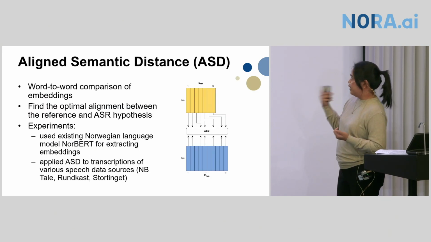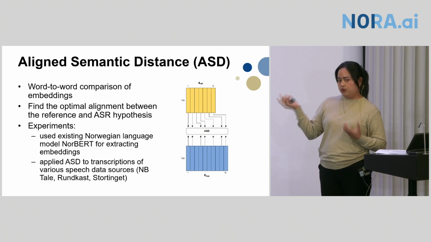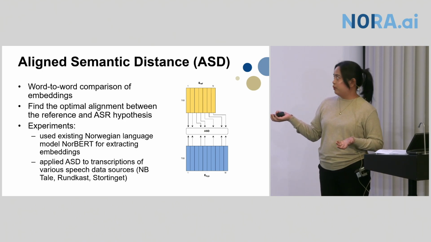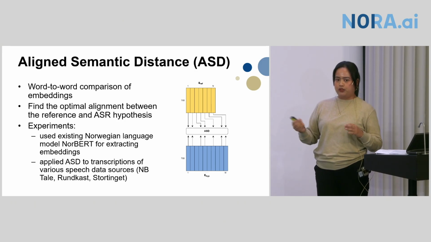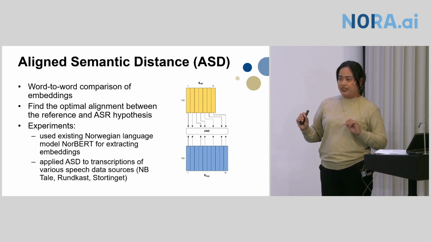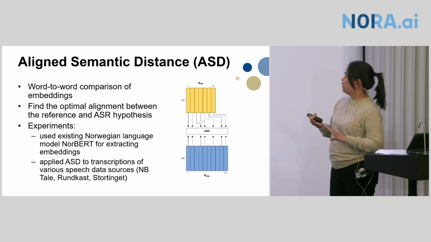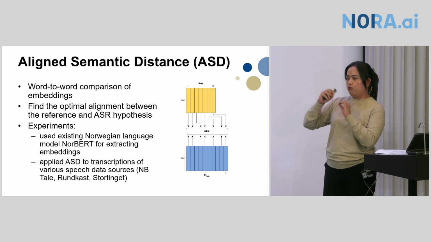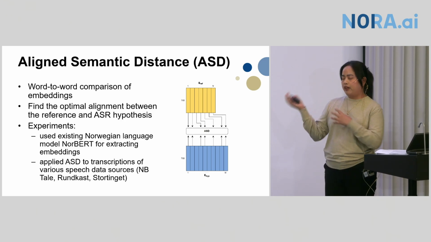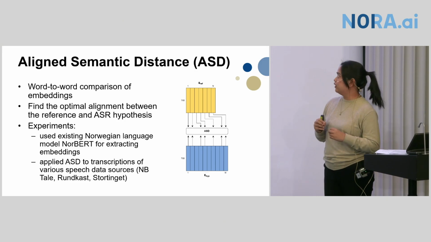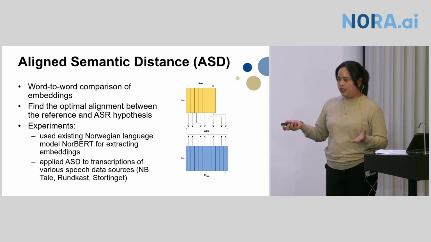To extract the embedding vectors, we use a transformer-based language model called NorBERT. I'm sure you're familiar with it, because it's an old model. We've applied it to several transcriptions of various speech data: NB Tale, Rundkast, and Stortinget. As I've said, it does a word-to-word, or in this case subword, comparison of the embedding vectors and finds the optimal alignment between the two.